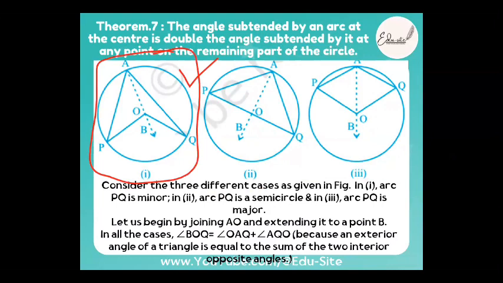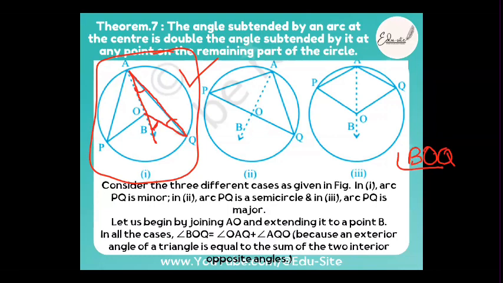Now we are going to draw some line here. If we draw this line and just consider the triangle AOQ, let's consider this is an exterior angle. What is BOQ? Is it not an exterior angle to this triangle AOQ? Yes. BOQ is an exterior angle. How can we get these 2 interior angles?